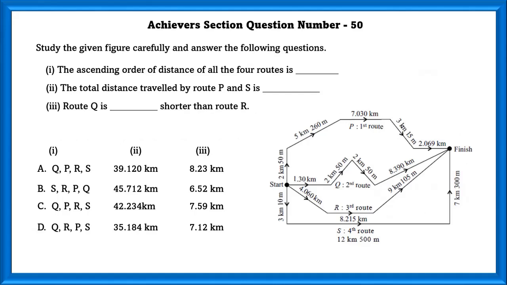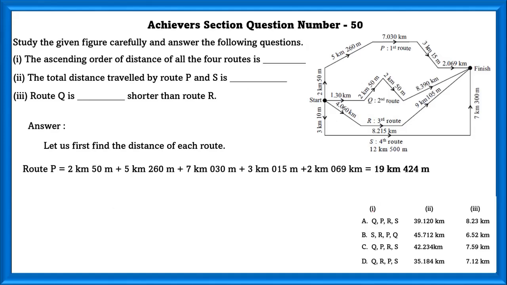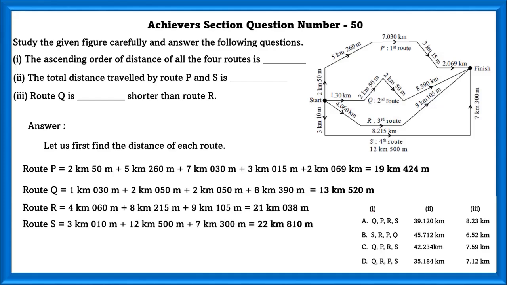Achiever section question number 50. Study the given figure carefully and answer the following questions. First, let us find the distance of each route. Distance of route P is equal to 19 km 424 meters, while route Q is equal to 13 kilometers 520 meters. Route R is equal to 21 kilometers 38 meters, and route S is equal to 22 kilometers 810 meters.